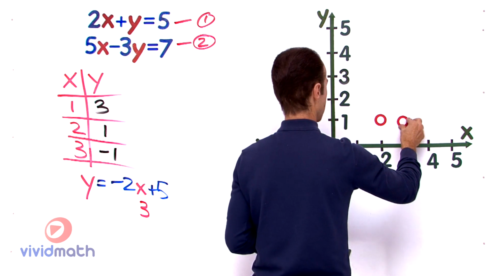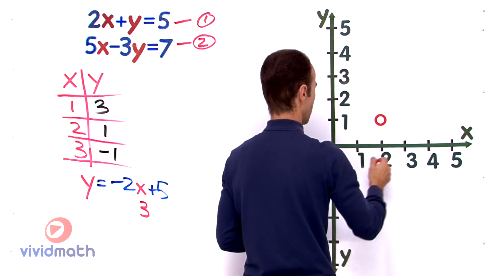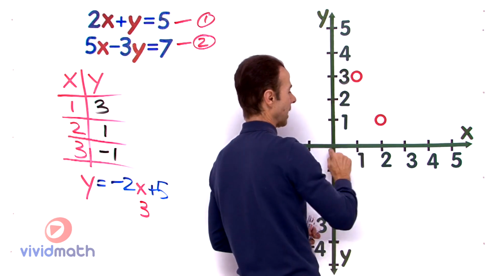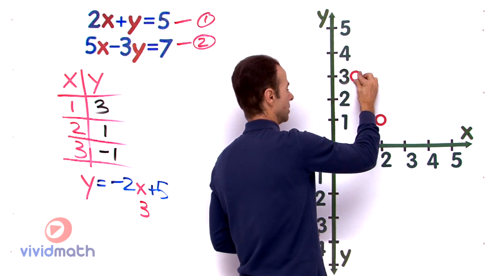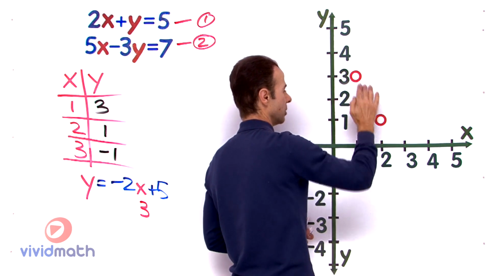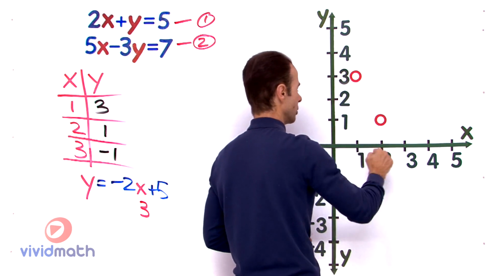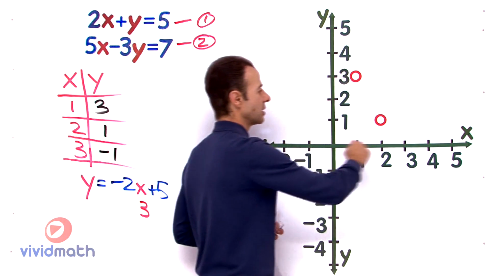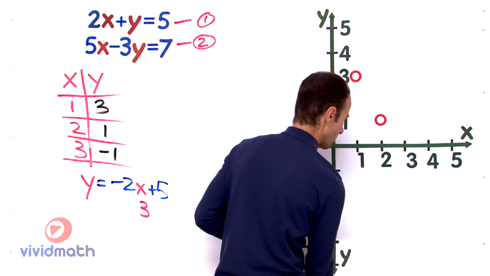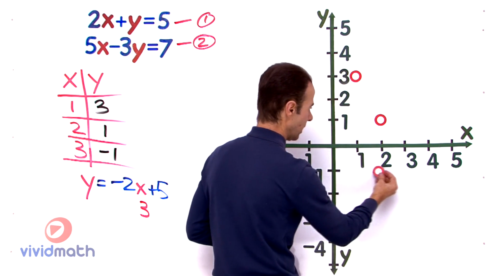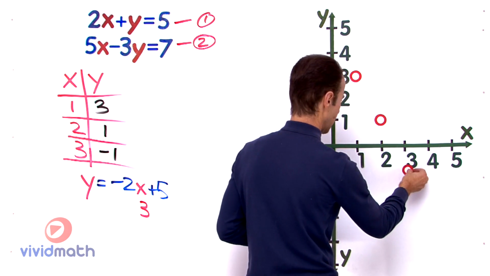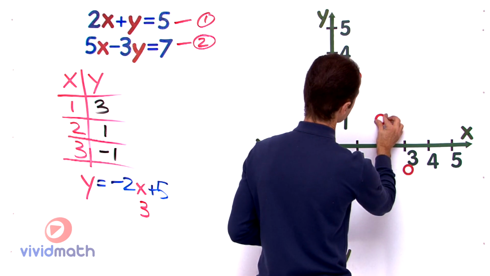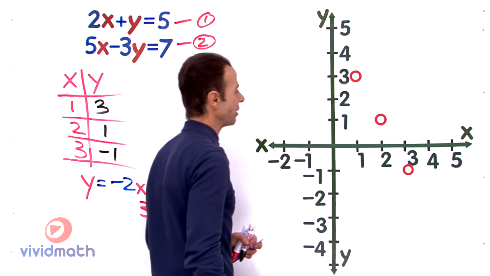Okay, we have 1, 3. Oh, sorry, I marked it wrong. That's 1, 3, up there, that's better. X first, Y second. 1, 3, good. 2, 1, good. Next point is 3, negative 1. 3 on the X, negative 1, which would be down here. There's negative 1 there. Let's mark that up there. 3, negative 1. Looks like we've got a straight line happening there, reasonably accurate.